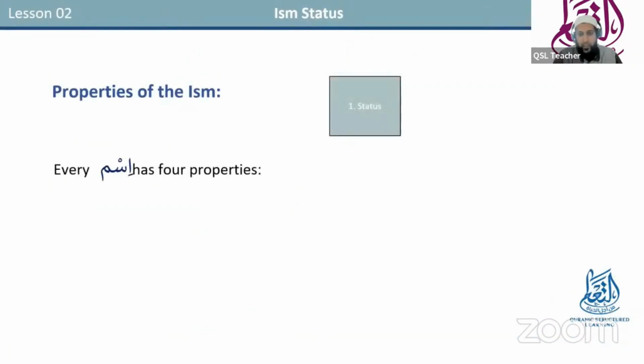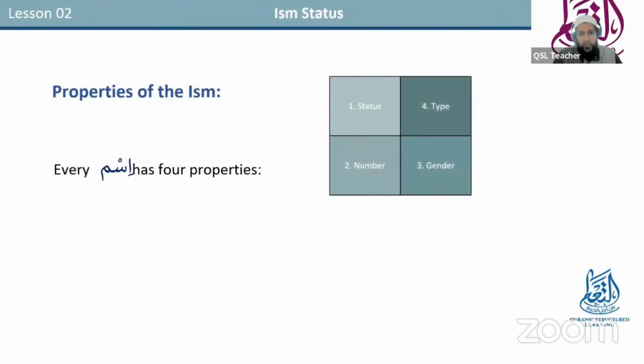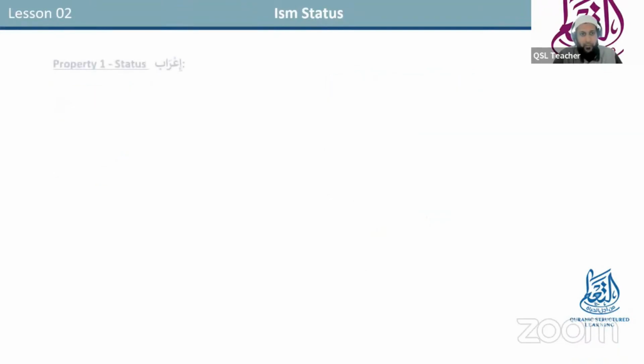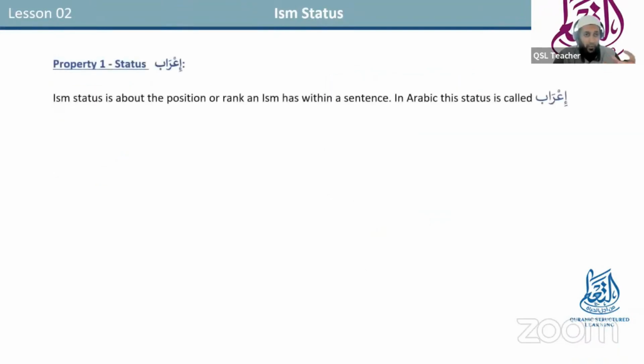So we saw this in the last session. Every ism has 4 components: status, number, gender, and type. Status, you can also say, is i'rab in Arabic. If you want to define status, ism status is about the position or rank an ism has within a sentence. In Arabic, this status is called i'rab.